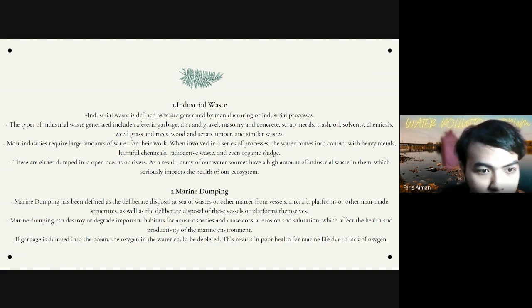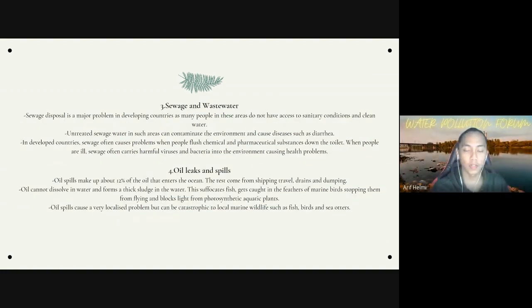If the garbage is dumped into the ocean, the oxygen in the water will be depleted. This results in poor health for marine life due to lack of oxygen. So back to moderator. Thank you, Faris Aiman. Next part, Fidaus. Thank you, Moderator Arif.